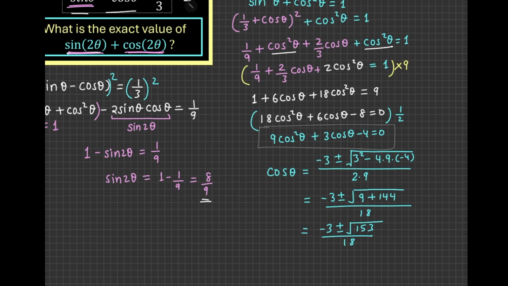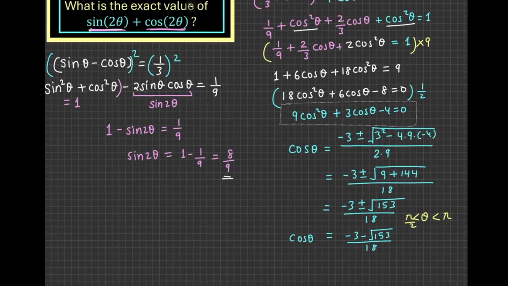Now we know that theta is in the second quadrant. That means cosine theta is negative. So cosine theta is minus 3 minus square root of 153, divided by 18. This is the value of cosine theta.